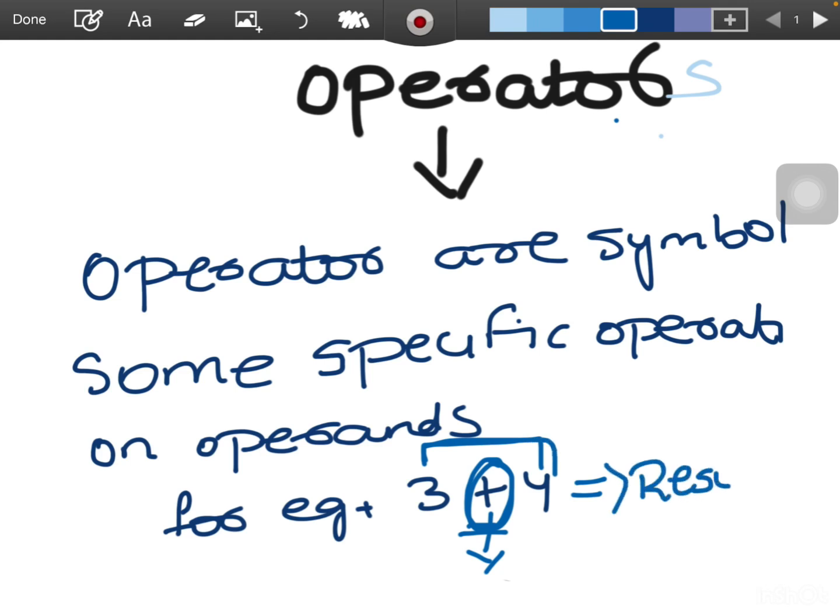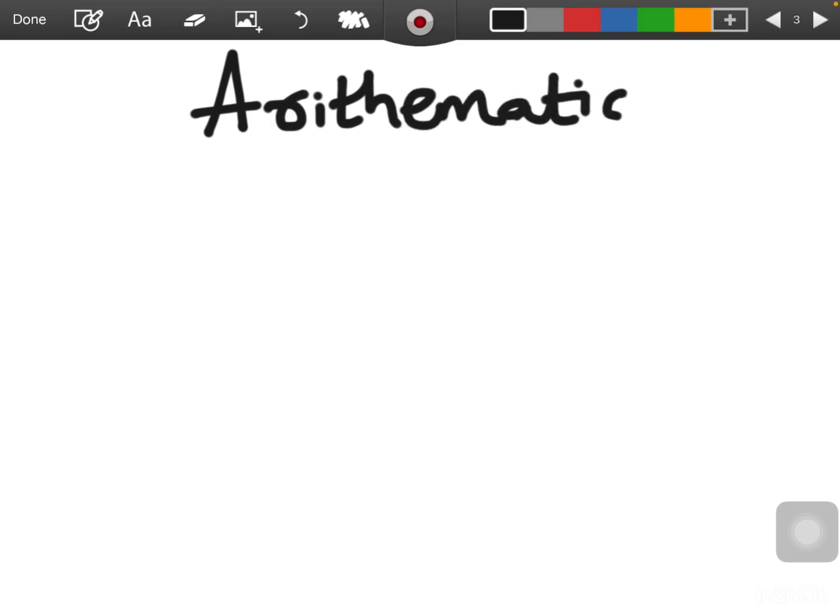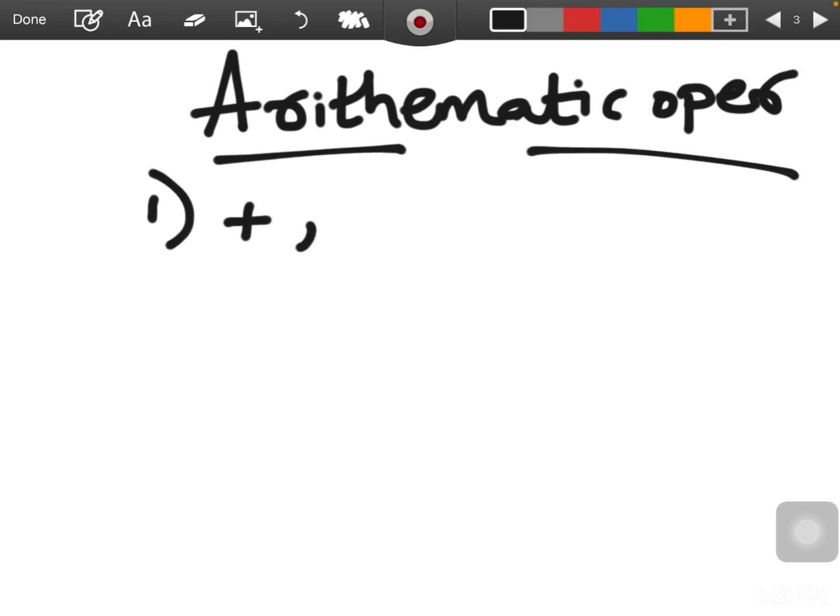This is all about operators, and we have many types of operators like arithmetic operator, logical operator, relational operator, bitwise operator, assignment operator, increment operator, decrement operator. In further classes we will discuss all these types of operators. Firstly we will deal with the arithmetic operator. Arithmetic operators include plus, minus, divided by, multiplication and modulo.